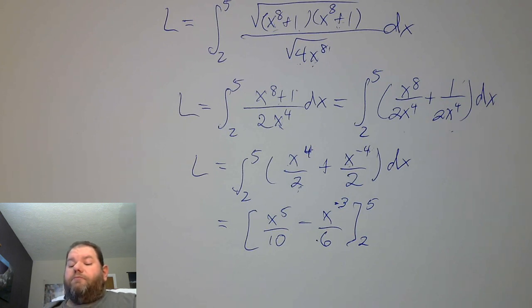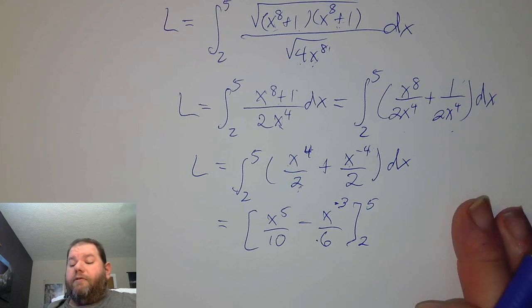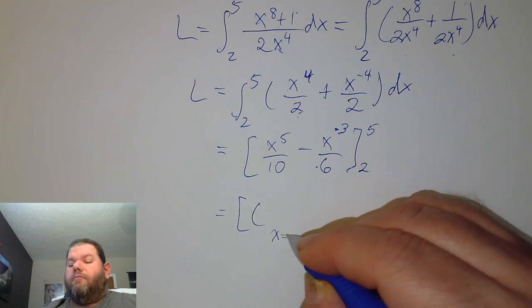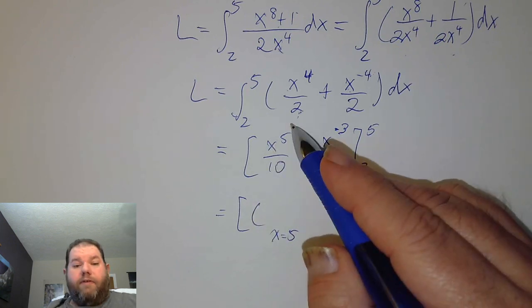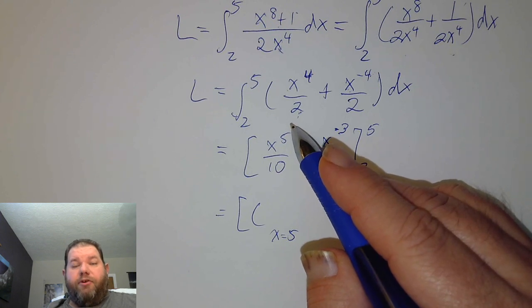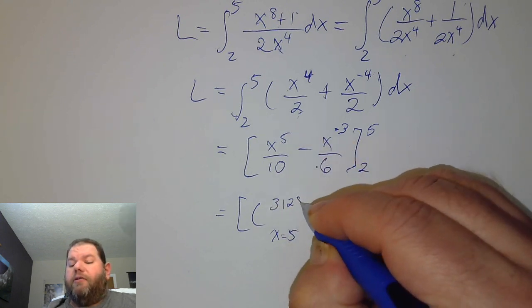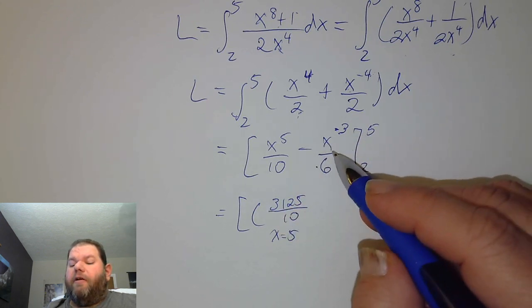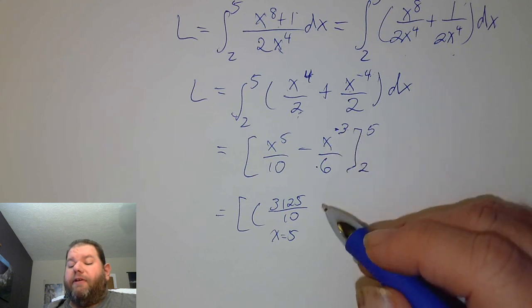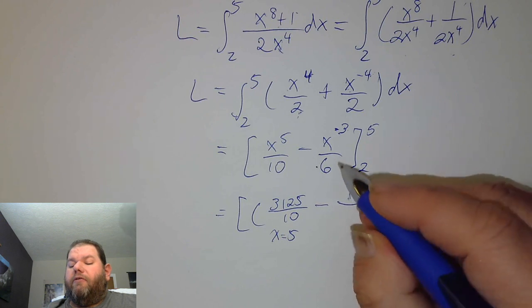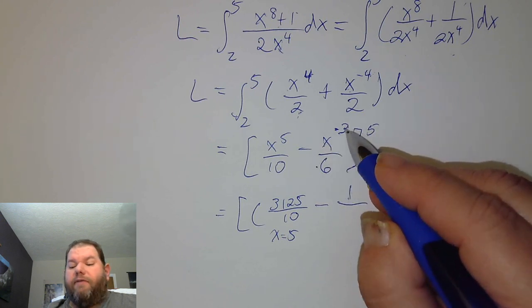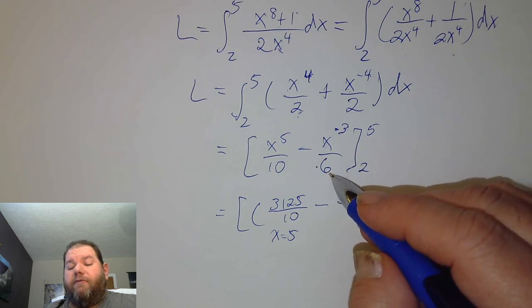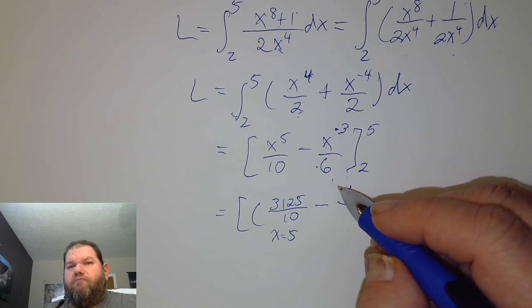So, plugging in x equal 5. Five to the 5th power is 3125 over 10. 5 to the negative 3 power over 6. So 5 cubed is 125, then being to the negative would drop it down to the bottom. So 125 times 6 would be 750.